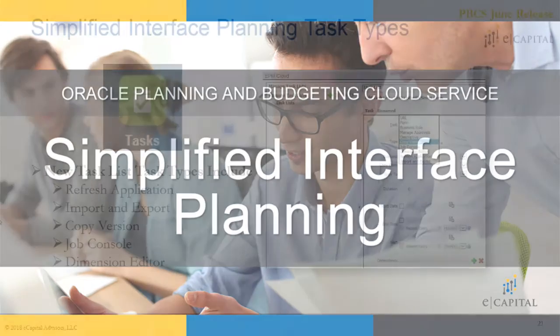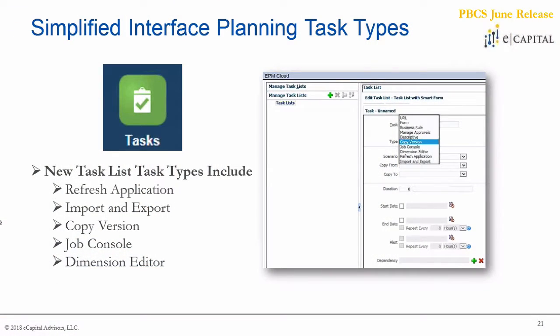The next update is regarding task lists. So through the simplified interface, which is what the PBCS suite uses, the task list has now been expanded to include some new task types, such as refreshing an application, importing or exporting, copying data version to version, viewing a job console to ensure things have been completed, such as business rules or copies or things like that, or the dimension editor option.